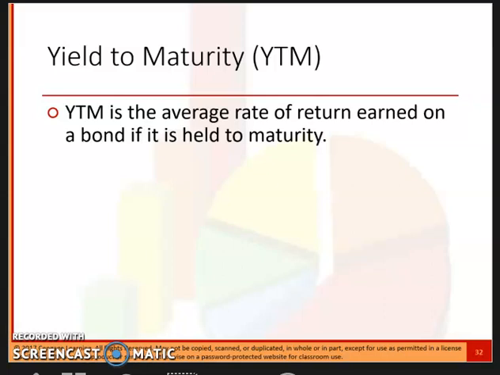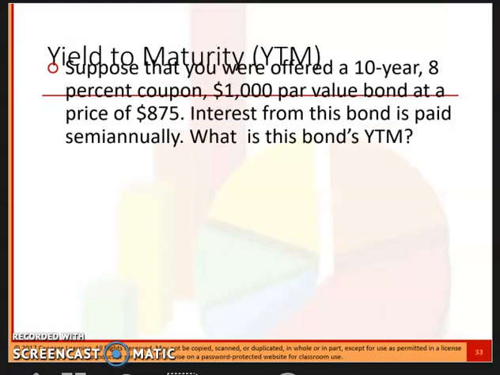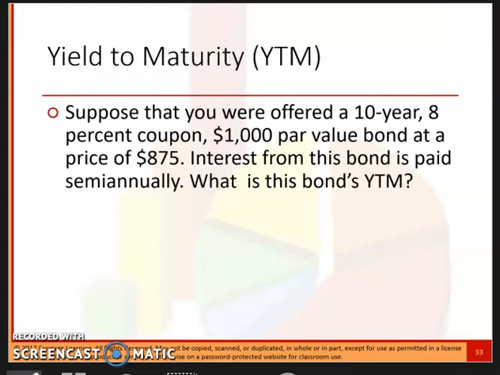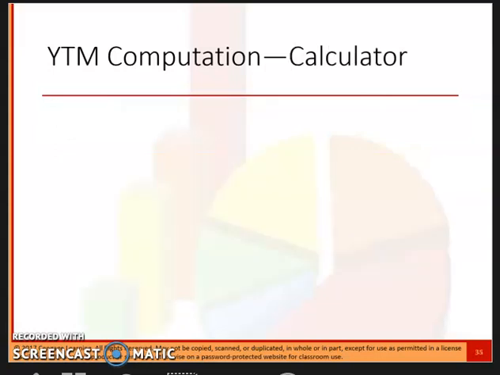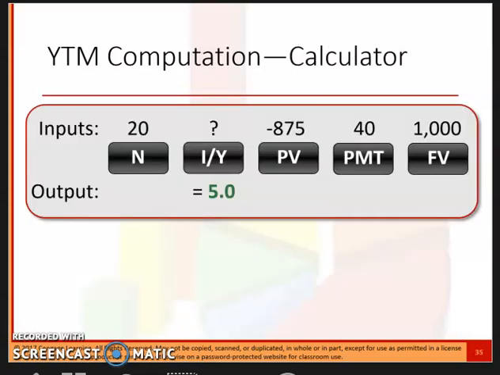Yield to maturity is the average rate of return on a bond if it's held to maturity. Example here, suppose you were offered a 10-year 8% coupon bond with a par value of 1,000 and a price of $875. So how do we calculate the yield to maturity? If we look at a formula example here, we would be solving for the yield 40 different times. Much easier to do on your calculator.